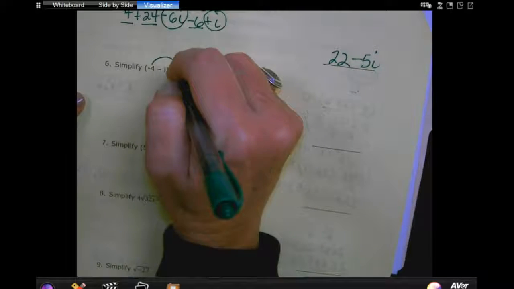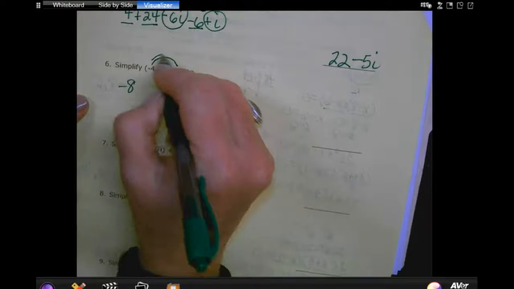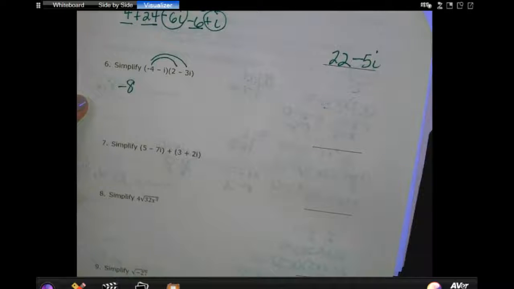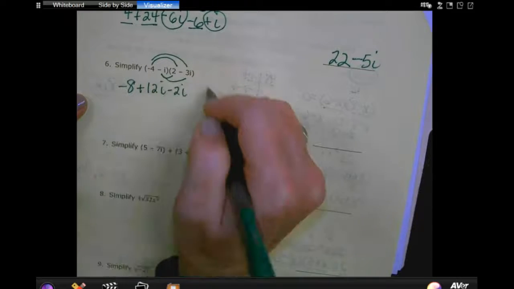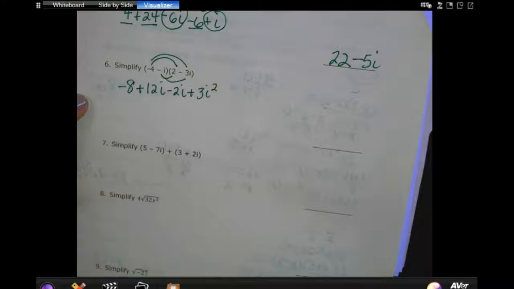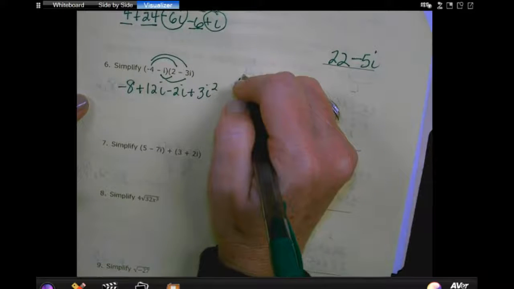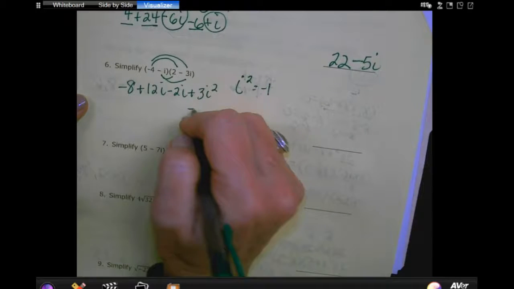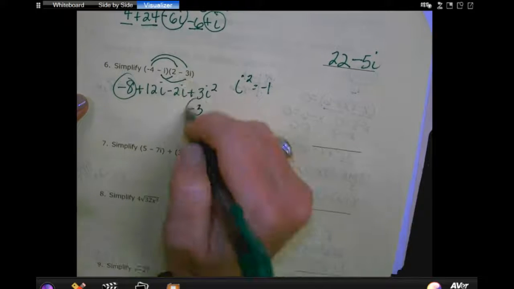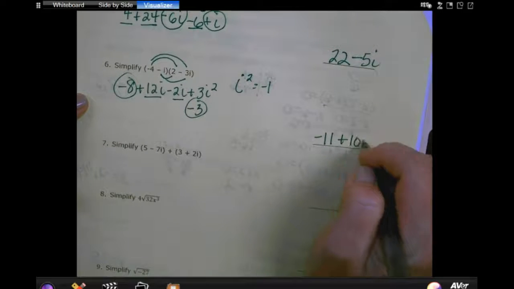So number 6, what am I doing? Multiplying. So I'm going to take negative 4 times 2 gives me negative 8. Negative 4 times minus 3i gives me plus 12i, minus 2i, and then plus 3i squared. And what did we say i squared was? Negative 1. So what happens to this 3? So this is negative. So I get minus 8 minus 3 is negative 11. And then I get 12i minus 2i gives me plus 10i.